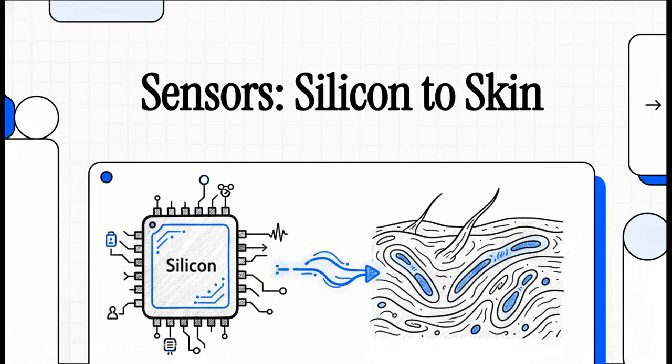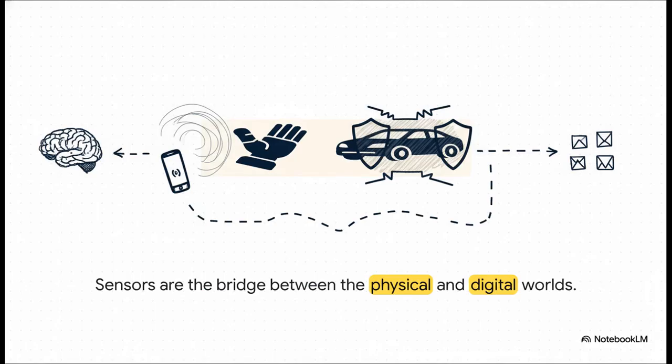Hey, welcome. Today, we're going to dive into the invisible technology that basically runs our world, sensors. They're the unsung heroes, the digital nervous system that connects our physical reality to the world of data. We're going to decode how they work, from the rigid silicon inside our phones all the way to the soft skin on our bodies.